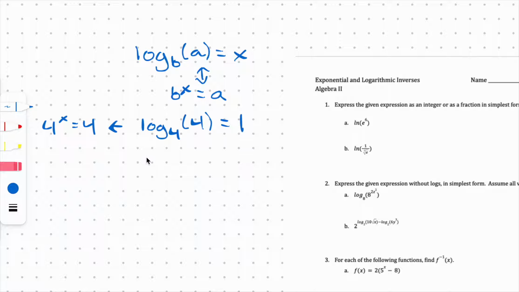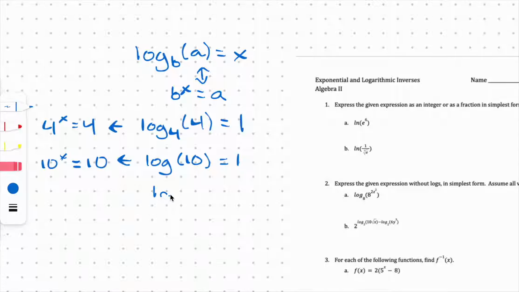We can say the same thing if we had log base 10, which I'm not going to write 10, but it's implied when I don't have it. That's saying 10 to what power gives me 10? Well, that is just 10 to the first power. And so that's just 1.